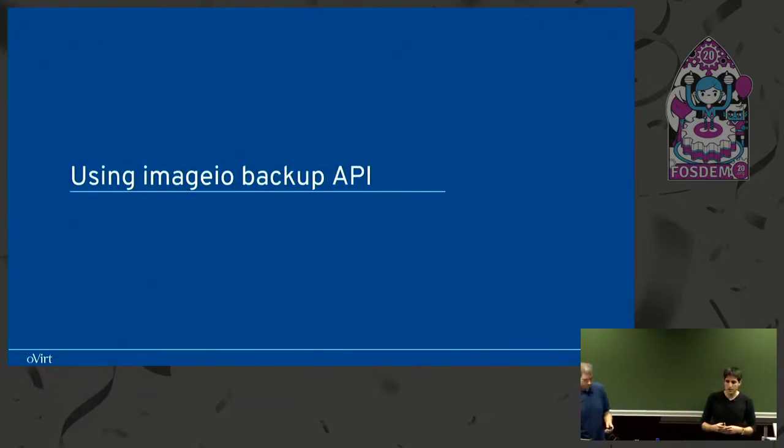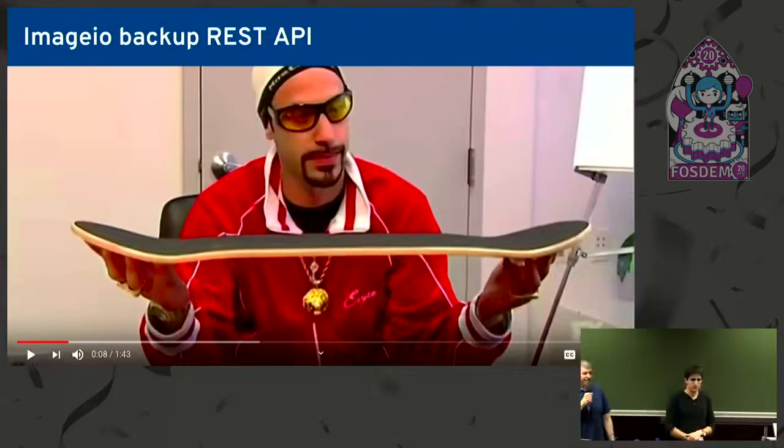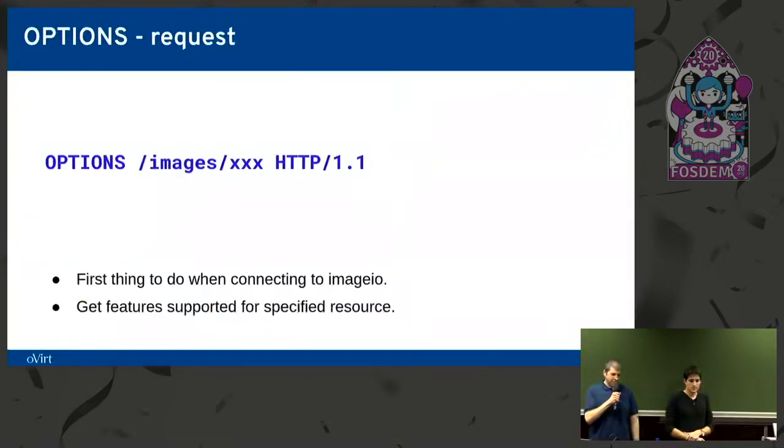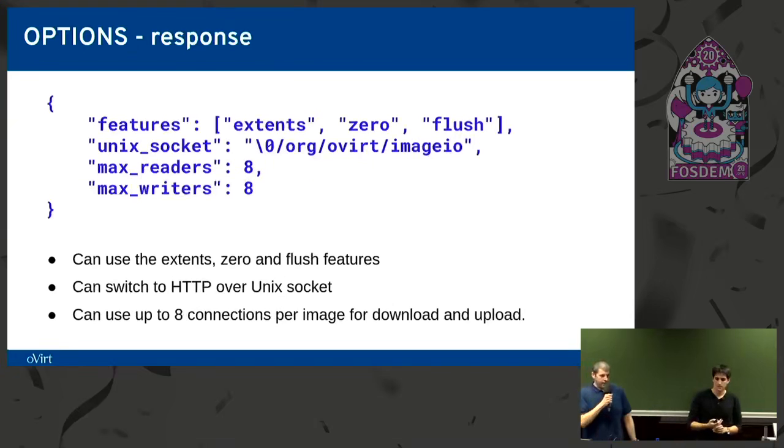So now Daniel will show you how you can interact with the image.io backup API in order to download the backup disk. Okay, thanks, Eyal. So how do you download the disk? We can simply download the entire data, but it's not very efficient. We need to find a better solution, and we have one. So how do we do this? First, we send the OPTIONS request to the server daemon on an actual resource, and we get an example response. We see that this resource supports the extents API, zero, flush. We can optimize the connection with a Unix socket, and if we want, use multiple connections.